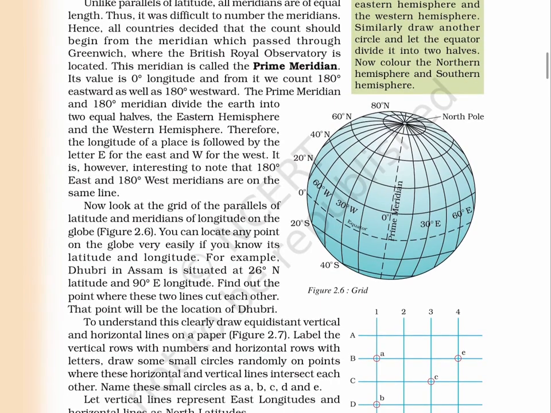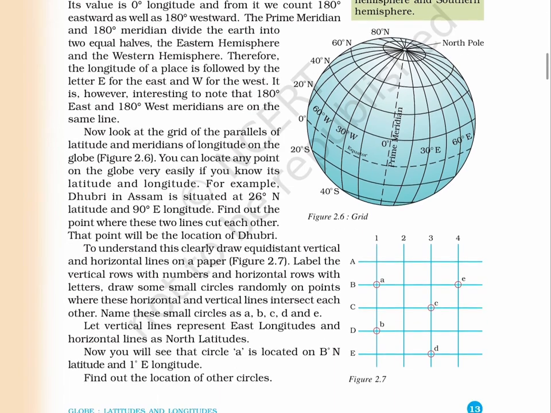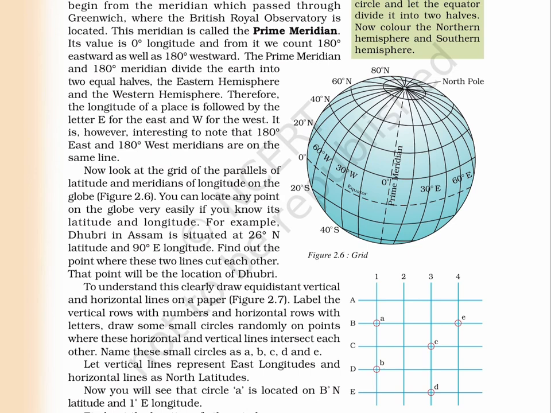In figure 2.6, you can notice the grid. It shows North Pole, Prime Meridian, 60 degrees west, 30 degrees west, 0 degree, 30 degrees east, 60 degrees east, equator, 0 degree latitude, 80 degrees north, 60 degrees north, 40 degrees north, 20 degrees north, 20 degrees south, and 40 degrees south.